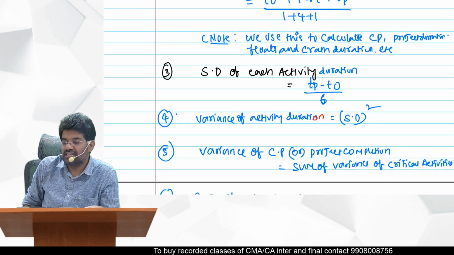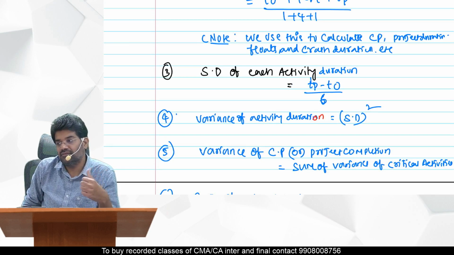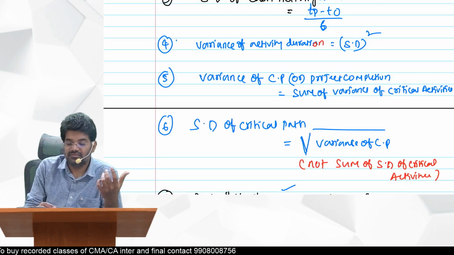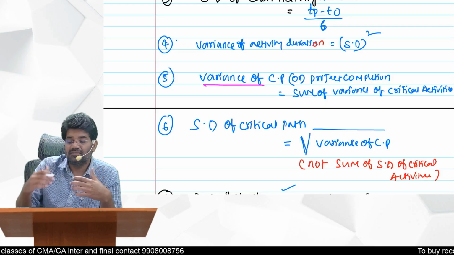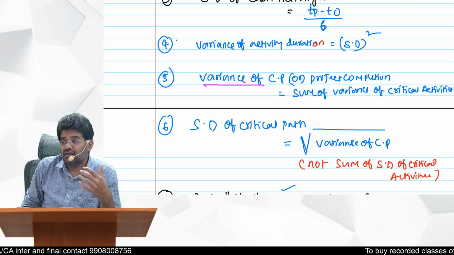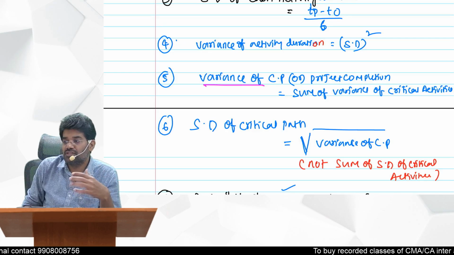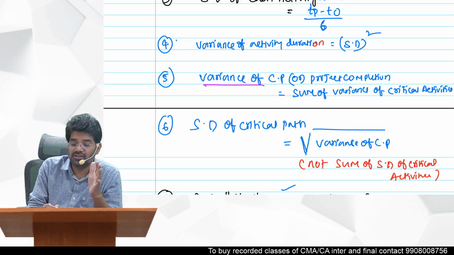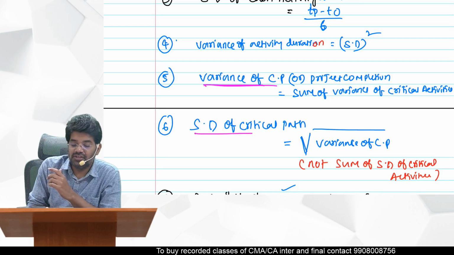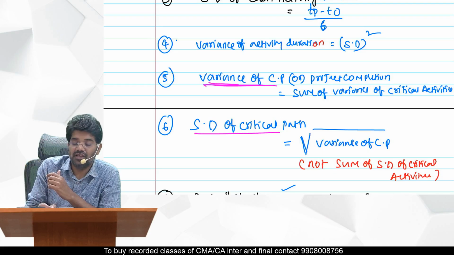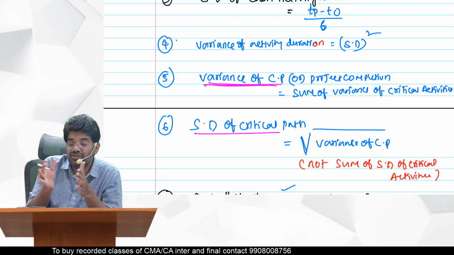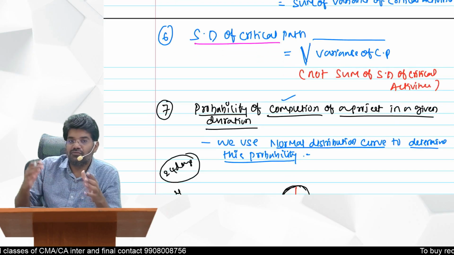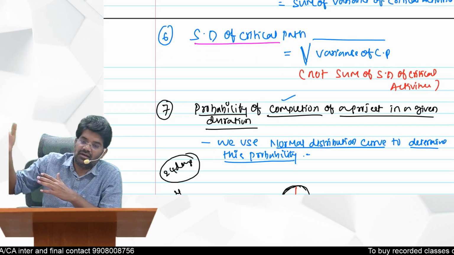Then you should also calculate the standard deviation of each activity and then the variance from that, so that you can calculate the variance of the critical path also. To get the variance of the critical path, you should add all the individual critical path activities' variances. And to get the standard deviation of the critical path, you should apply the square root on the variance of the critical path, but you should not add the individual standard deviations of the activities.